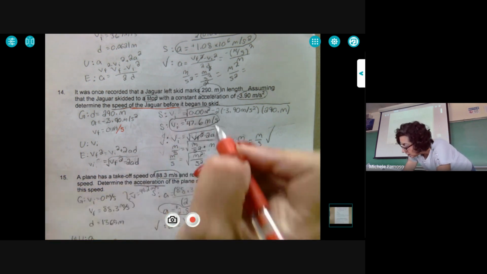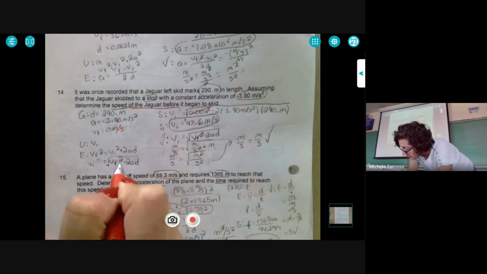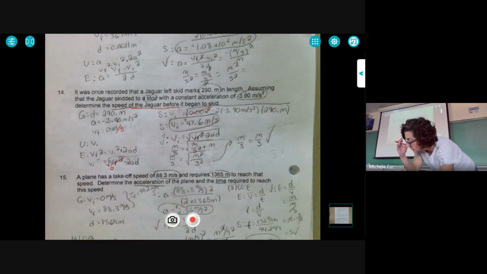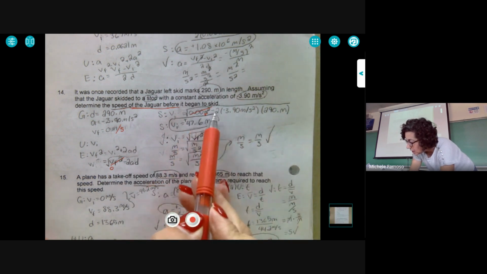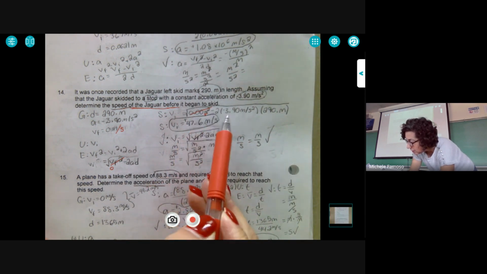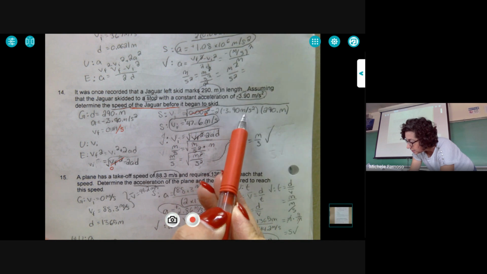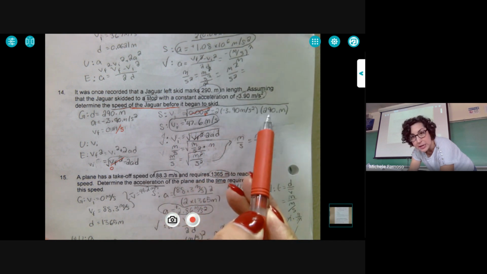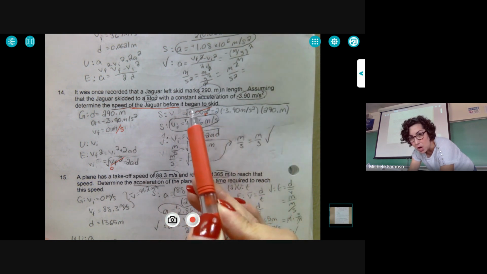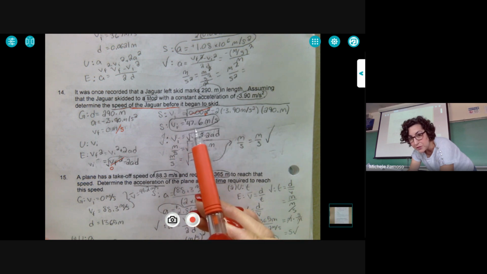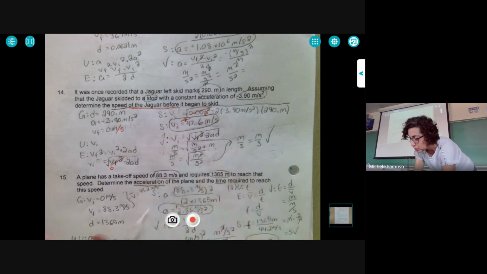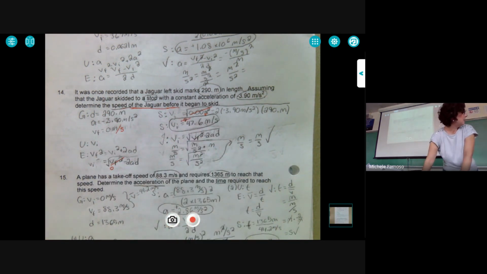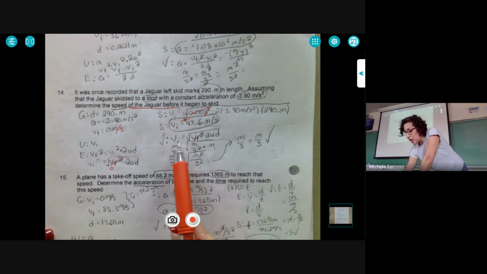Now we're coming over here. I'm just going to cross that out because the VF is 0. It's going to go away. And that would have meters per second on it if we kept it. So we have negative 2 times negative 3.90 meters per second squared times 290 meters. And that is all under the radical, which gives us 47.6 meters per second. We're looking for speed, so we don't want a sign on it because it's a scalar.